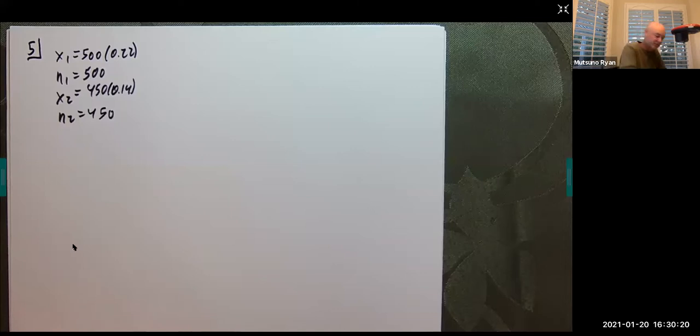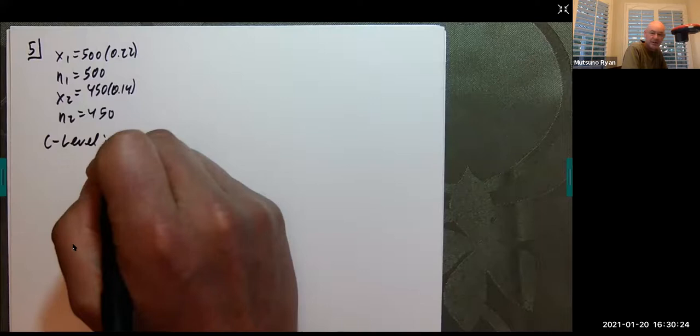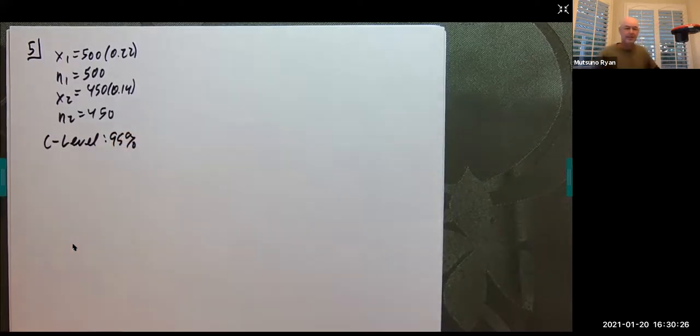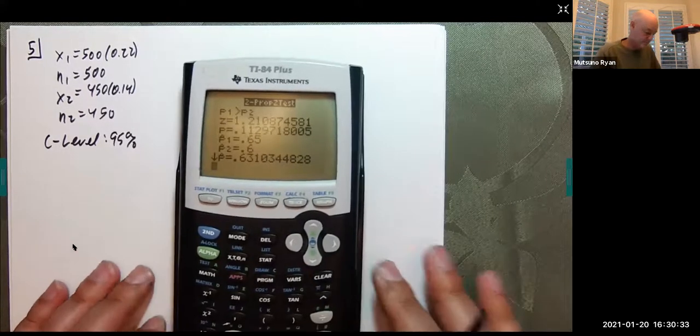Our C level is at 95%. And the good news is that this is a 2 proportion Z interval.